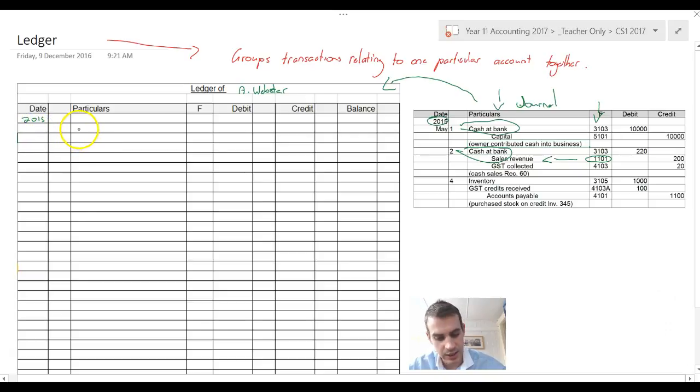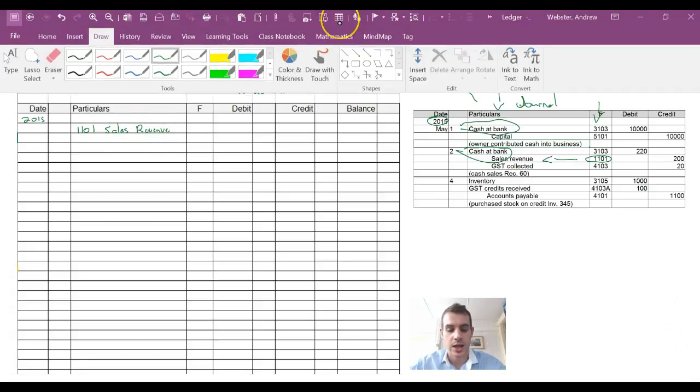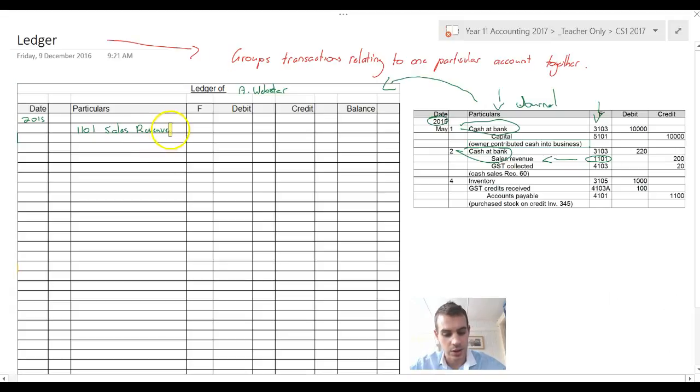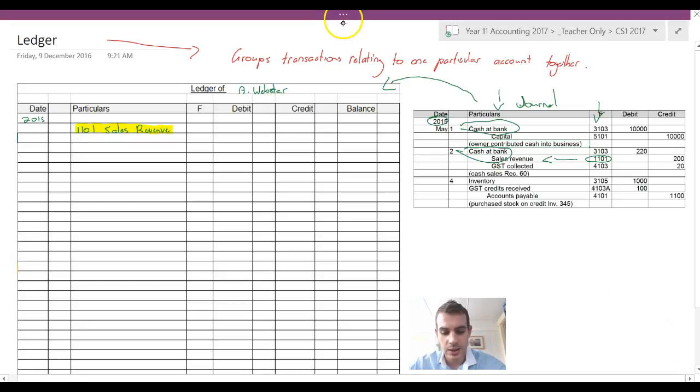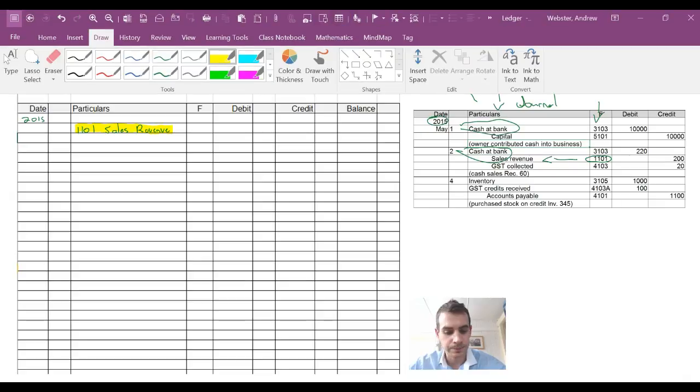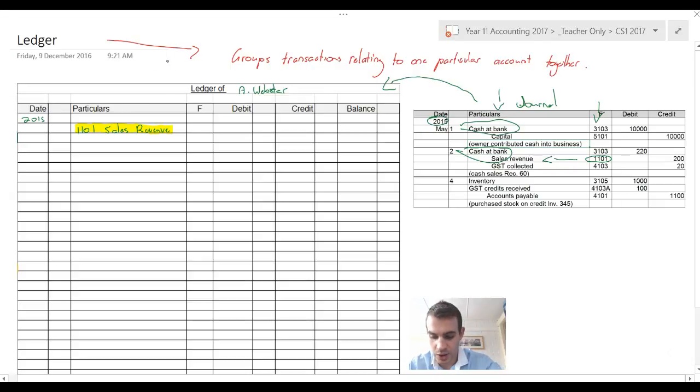Then we're going to put a heading. We're going to say 1101 sales revenue. This is like a heading, so I'm just going to highlight this. So this is our sales revenue account. Under that, I'm going to enter some details. On May 2, so here on the date, I'm going to put May 2.